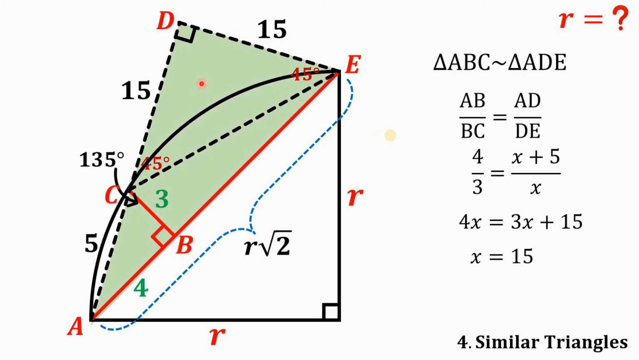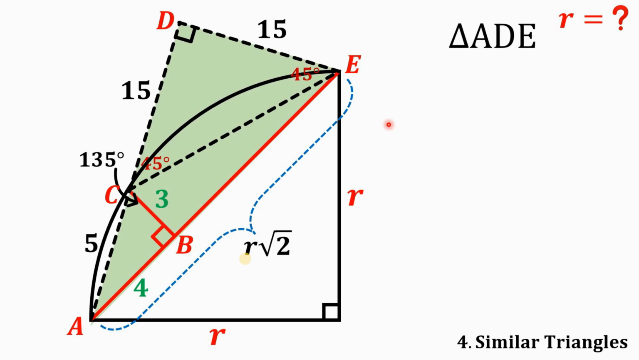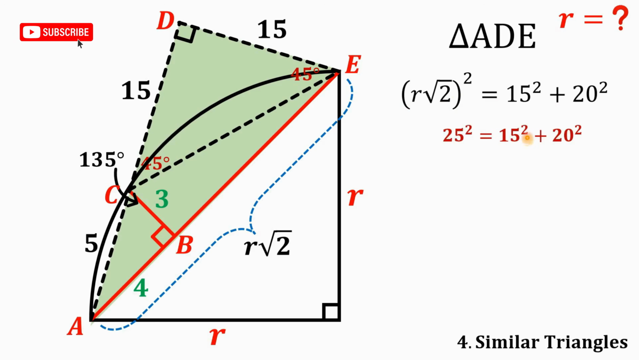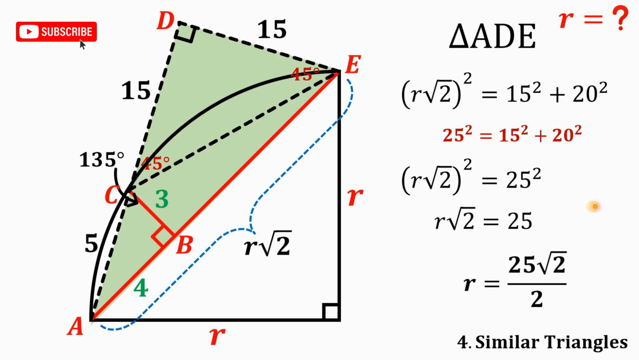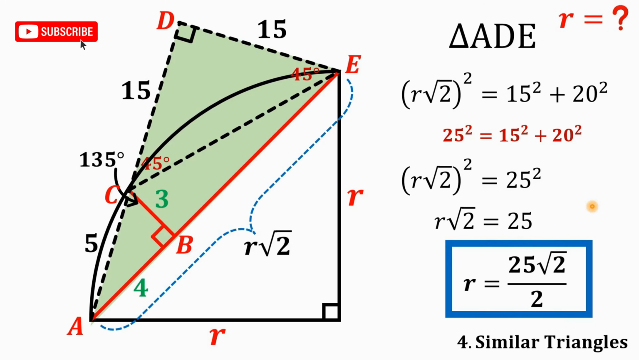Now, using the big right triangle and using the Pythagorean theorem on triangle ADE, we can solve for the value of this radius r. So we have r times square root of 2 raised to the power of 2 equals 15 squared plus 20 squared. And recall that we have a 15, 20, 25 right triangle. In short, r times square root of 2 squared simply equals 25 squared, which is r times square root of 2 equals 25, and r equals 25 times square root of 2 divided by 2. And we reach again this value of r.